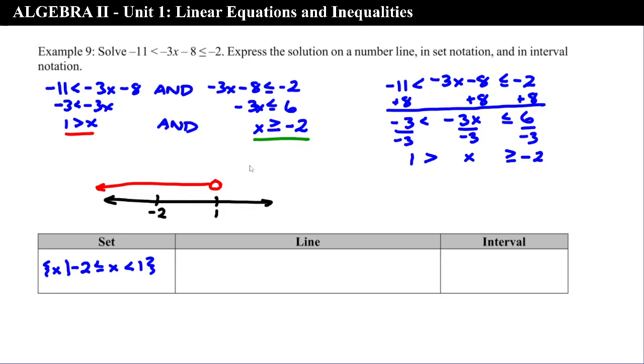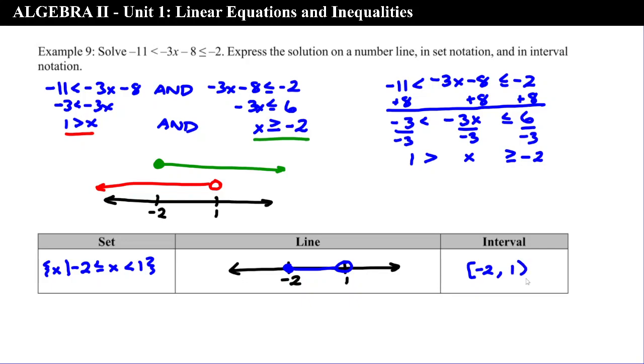Now, for the other one, we have negative 2. We are including it. And x is greater than or equal to negative 2, so since it's greater than, we're shading to the right. So now, on your number line that you would be presented with negative 2 and 1, your solution would be what's shared because this is an and statement. So we have everything from negative 2, including negative 2, up to 1, not including 1. And in interval notation, that would be negative 2 included with a bracket to 1 not included with the parenthesis.